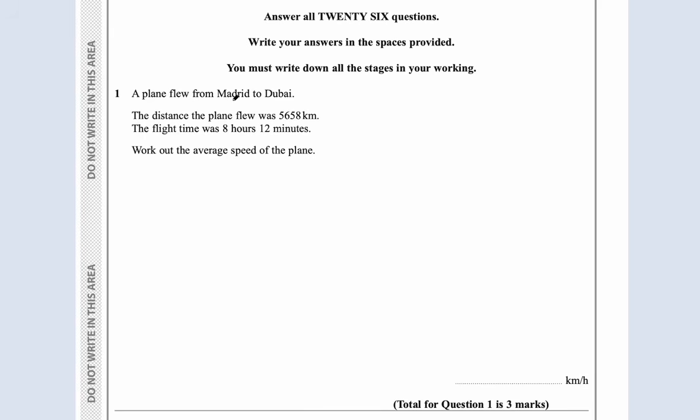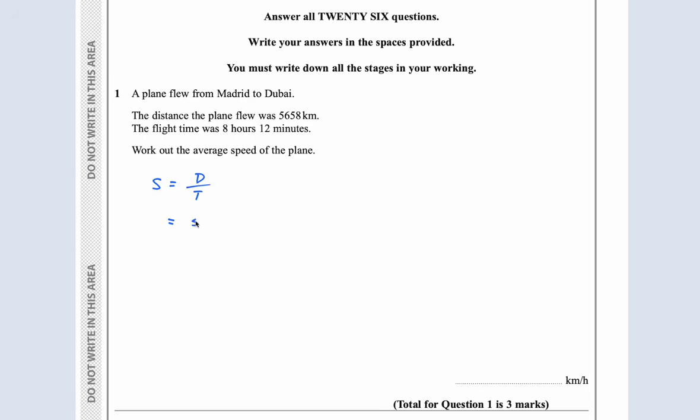Hi guys, okay, just check you've got the right paper. This is May 2021, paper 1H. So a plane flew from Madrid to Dubai. The distance was this, the time was this, work out the speed. So speed is distance over time. We need to know that.